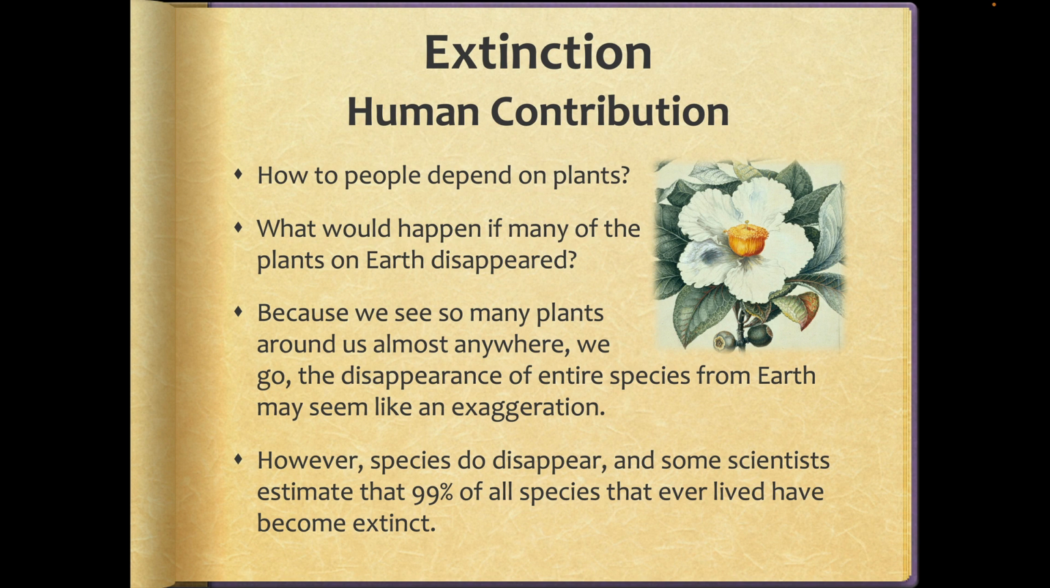Think about how humans depend upon plants. What do you think would happen if the plants on Earth disappeared? Because we see so many plants around us almost everywhere we go, we tend to forget that the disappearance of an entire species from Earth can seem like an exaggeration. However, species do disappear, and some scientists estimate that 99% of all species that have ever lived here on Earth have now become extinct. So we are only seeing what scientists believe is 1% of all the plants that have ever existed.